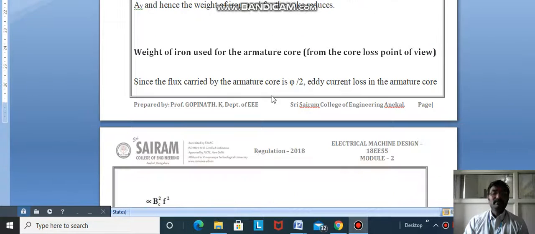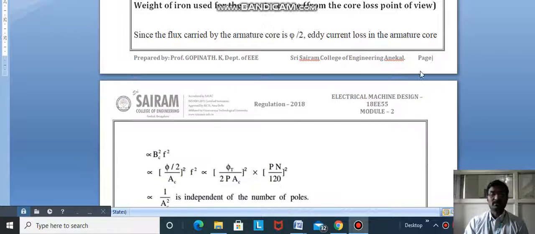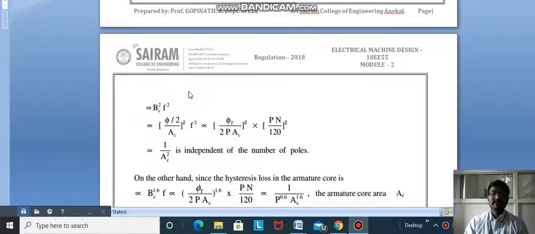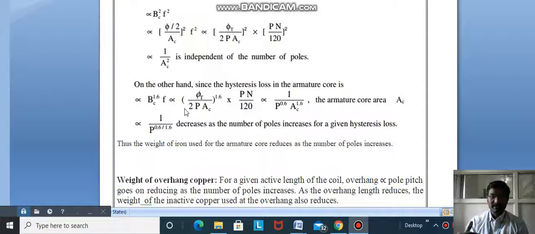Third one, weight of iron used for the armature core. From the core loss point of view, since the flux carried by the armature core is phi by 2, eddy current losses in the armature core are directly proportional to B squared f squared. So if you do the derivations or the calculations, you will get that the weight of the iron used for the armature core reduces as the number of poles increases. So the weight of the iron used for the armature core reduces.